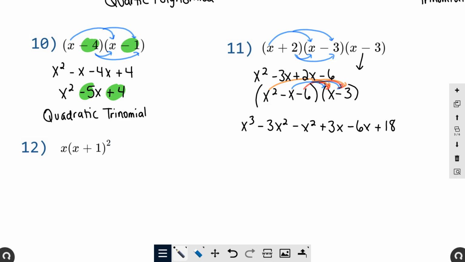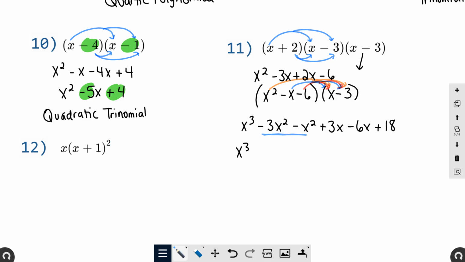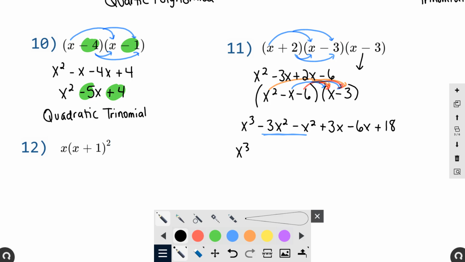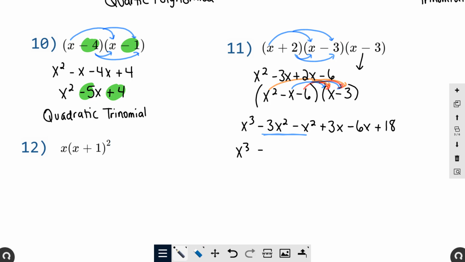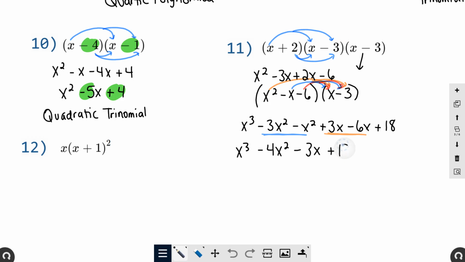Now combine up those like terms. So I see an x to the third at the beginning, so I write that down. What I like about multiplying in this way, your like terms are right there together. So what's negative 3x squared minus x squared? Then we have a 3x minus 6x. And then we have our plus 18. So you distribute till you can't distribute no more. And then we name it. This is a good cubic polynomial.